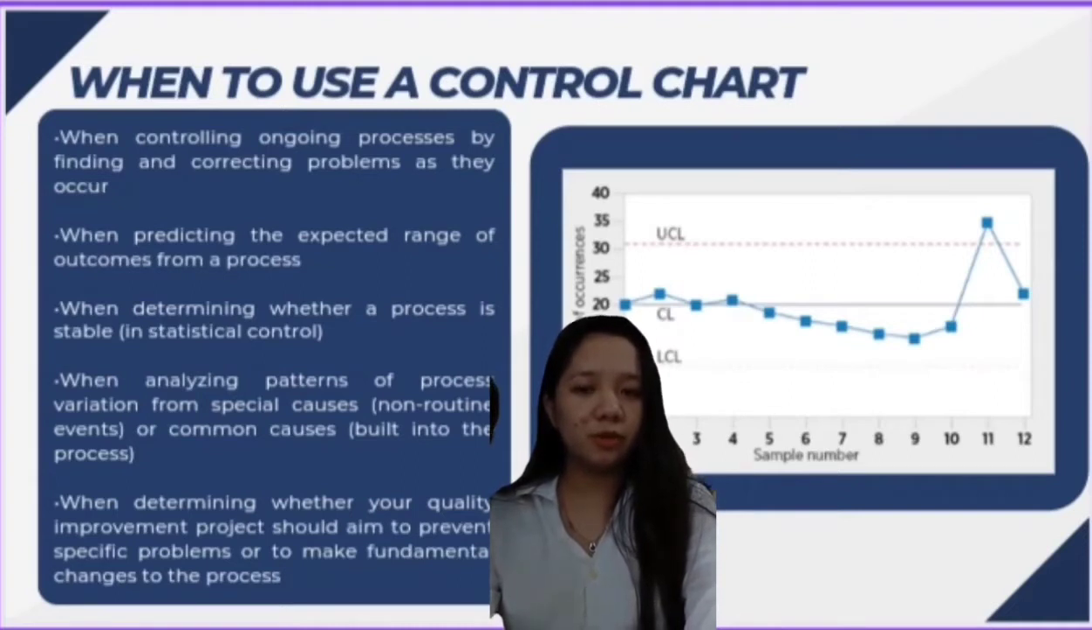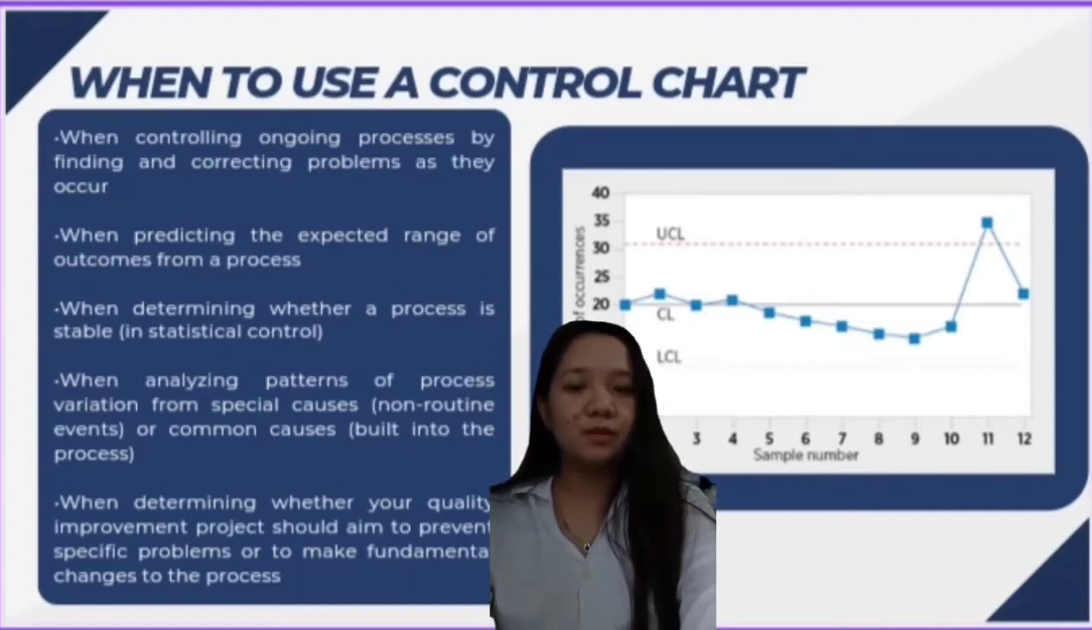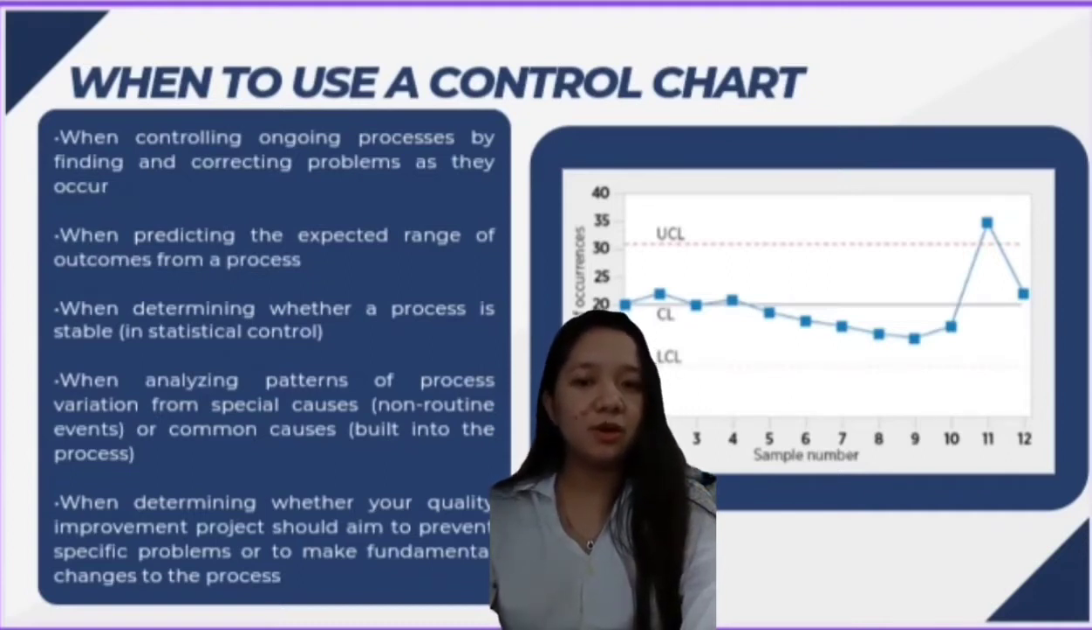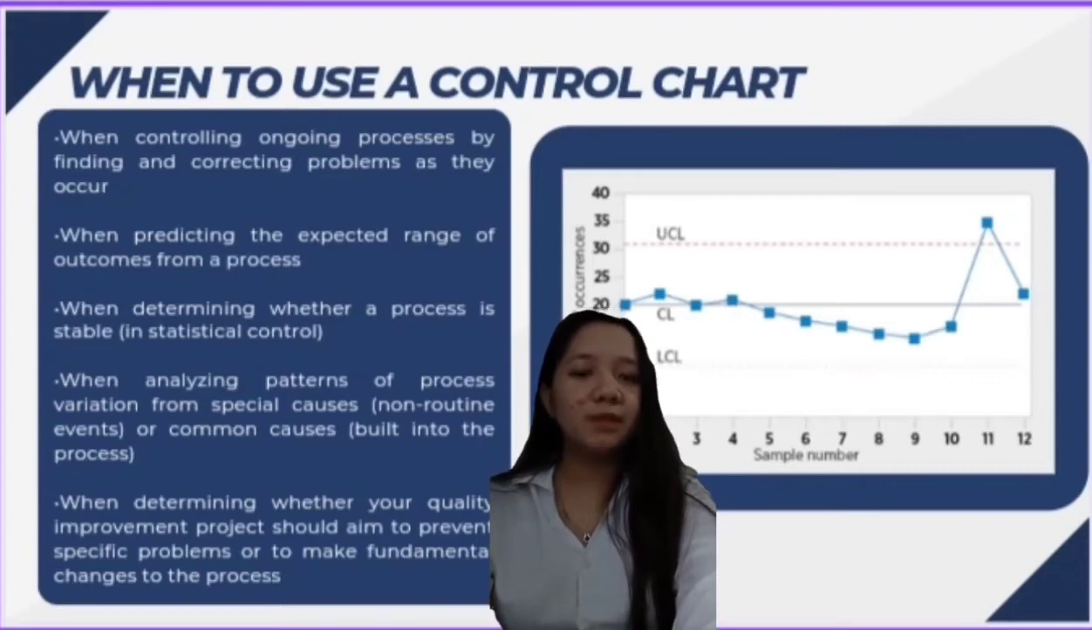When to use a control chart? When controlling ongoing processes by finding and correcting problems as they occur. When predicting the expected range of outcomes from a process. When determining whether a process is stable. When analyzing patterns of process variation from special causes or common causes. When determining whether your quality improvement project should aim to prevent specific problems or to make fundamental changes to the process.